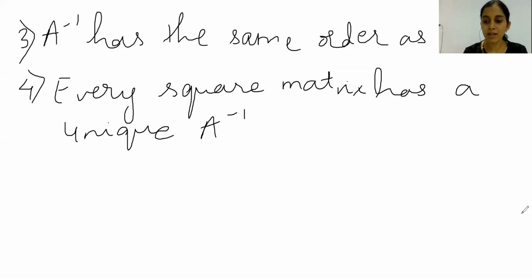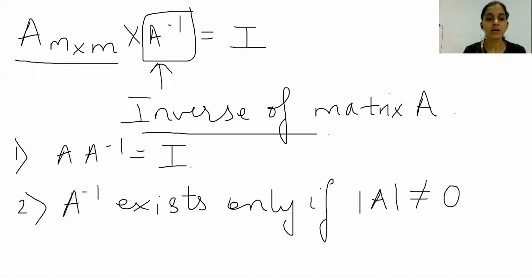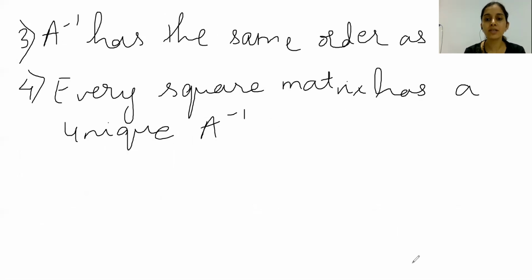So, important points to remember about inverses. Let's go back and check the points. First one, A A inverse is I. That means when I multiply a square matrix with its inverse, the answer is an identity matrix. Secondly, A inverse exists only if determinant value of A is not equal to 0. That means it is a non-singular square matrix. Only then will A inverse exist. Then the third one is A inverse has the same order as A, and the last one, every square matrix has a unique A inverse. That means if the inverse exists, then it is unique. There are no two such values. There will be only one such value.